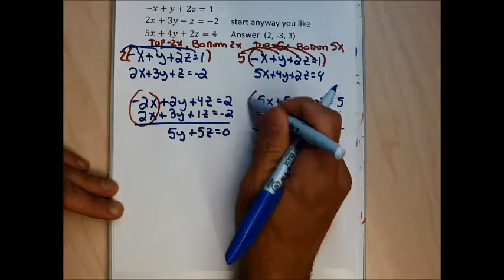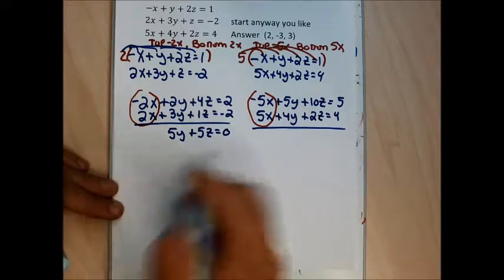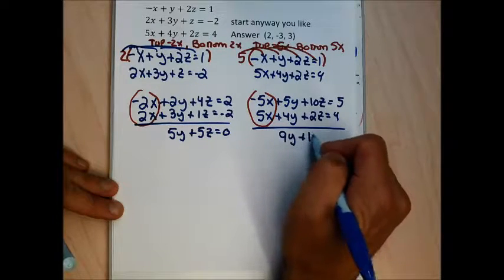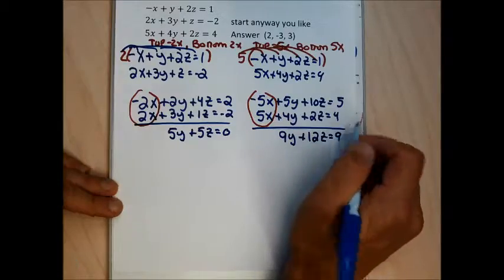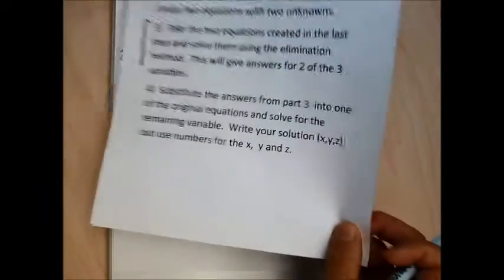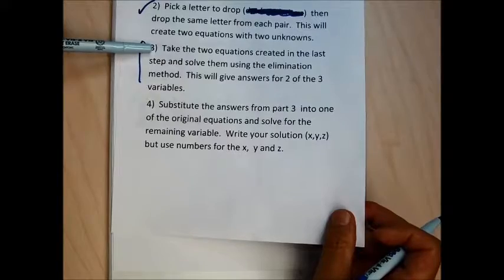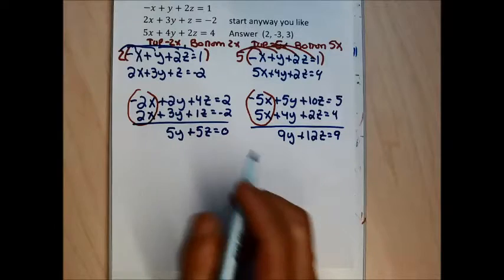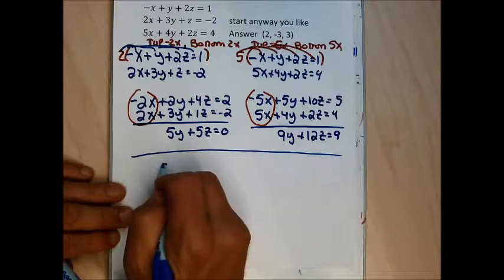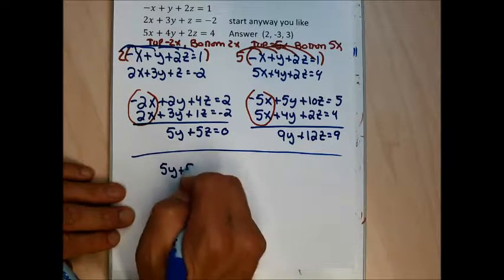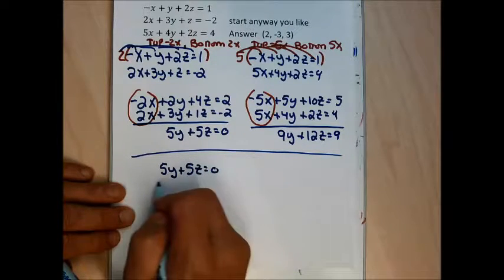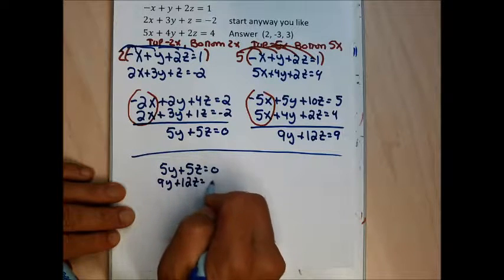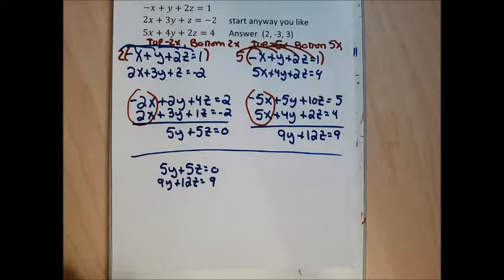Combine. X is canceled. That's what I'm forcing to happen. 5y plus 4y is 9y. 10z plus 2z is 12z. 5 plus 4 is 9. Done with step 2. On to step 3. Take the two equations that I just created, solve doing elimination method to get answers for 2 of the 3 letters. So on my next step, I'm going to put a 5y plus 5z equal to 0 and a 9y plus 12z equal to 9 together. It's not easy to do here.